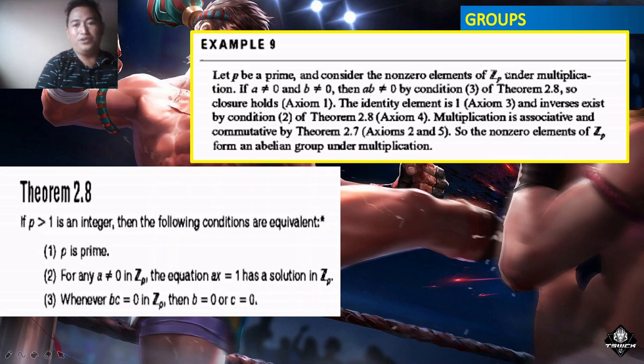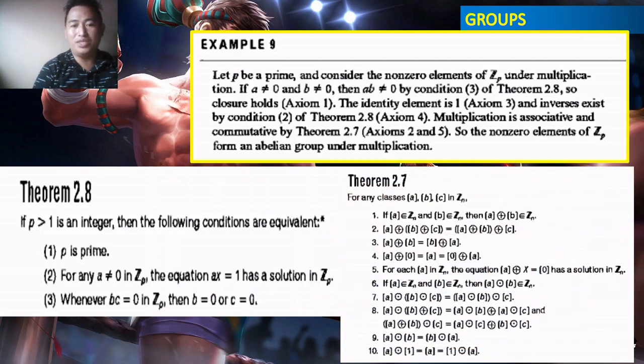Okay. So not all Zn form an abelian group under multiplication, only the non-zero elements of Zp where p is prime. Multiplication is associative and commutative by Theorem 2.7, which we discussed in our second video. Then axioms 2 and 5: axiom 2 is associativity and axiom 5 is commutativity. So this is an abelian group.